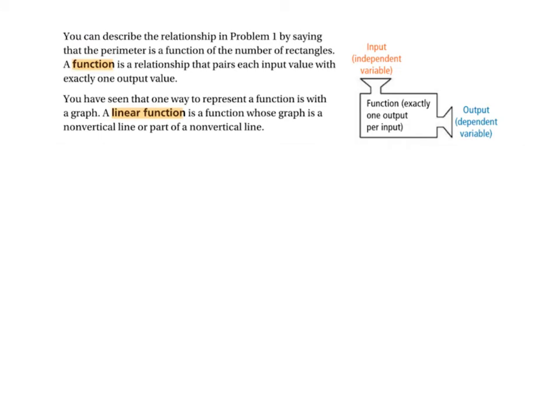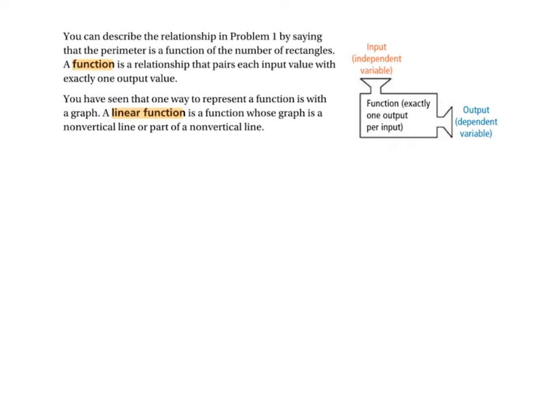All right, now something that I referred to earlier, which is the unique output for any one input, is what this is getting at right here. So you can describe the relationship in problem 1 by saying that the perimeter is a function of the number of rectangles. It's a function of, or it's a result of the number of rectangles. Okay, so a function is a relationship that pairs each input value with exactly one output. I'm going to give you an example of that in a minute.